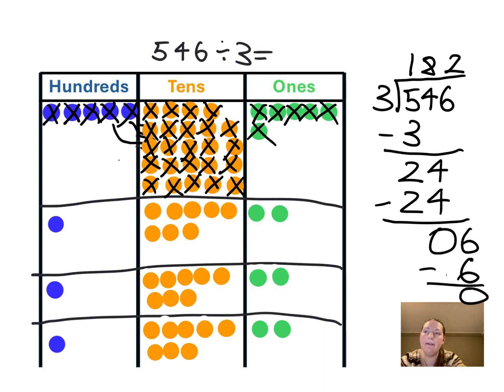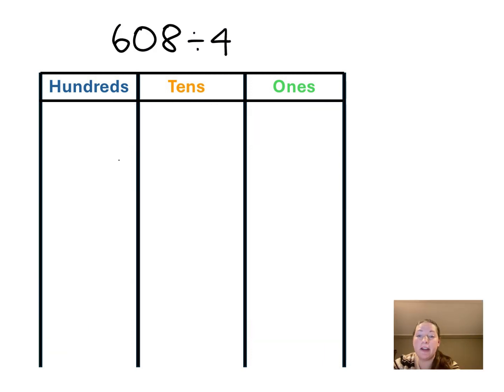So 546 divided into 3 equal groups equals 182. And how can we check to make sure that this is true by using a multiplication problem? That's right, we multiply the quotient by the divisor. So what is 182 times 3? That's right, 546.